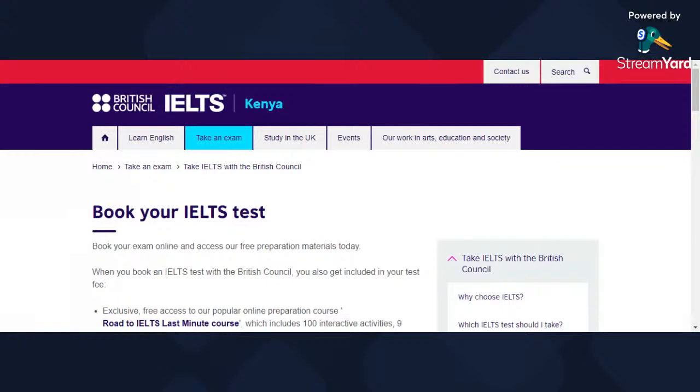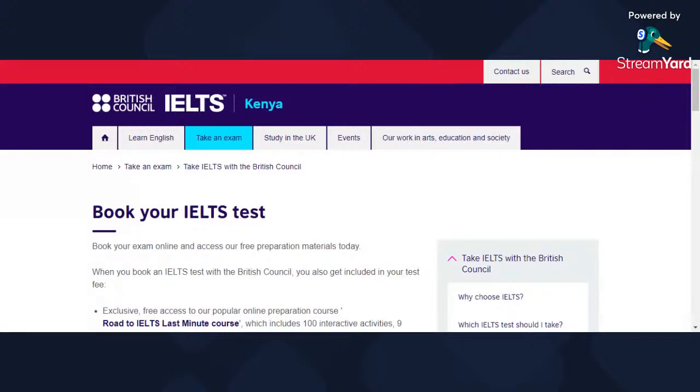The two versions have different tasks, as you know, and they assess different skills. So make sure that you choose the right one for your needs. For example, the academic version includes a task that measures your ability to understand and analyze academic text, while the general version includes tasks that measure your ability to understand and respond to everyday spoken and written English.